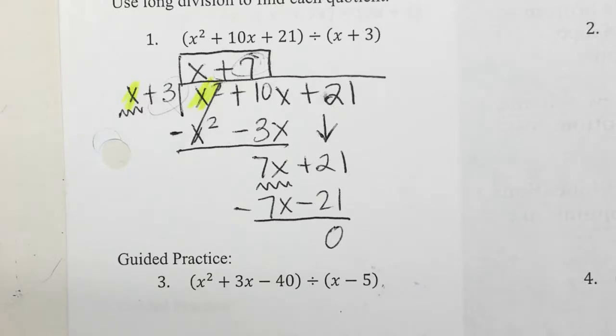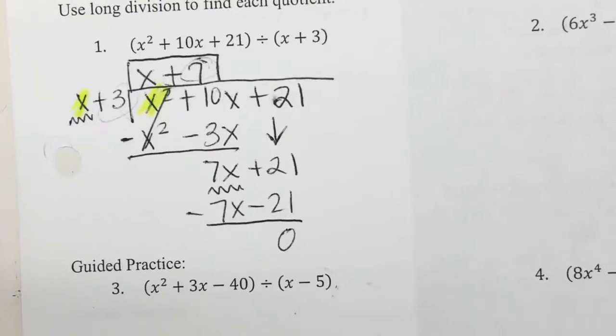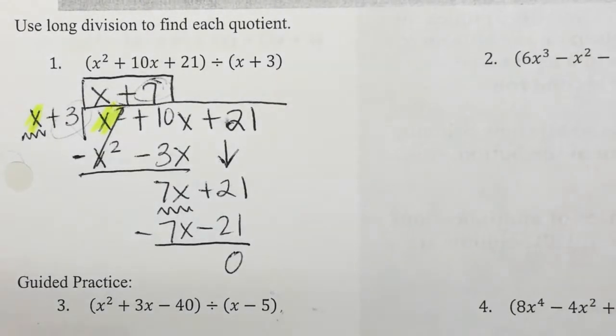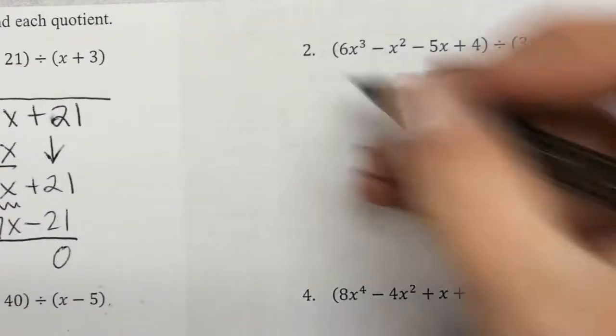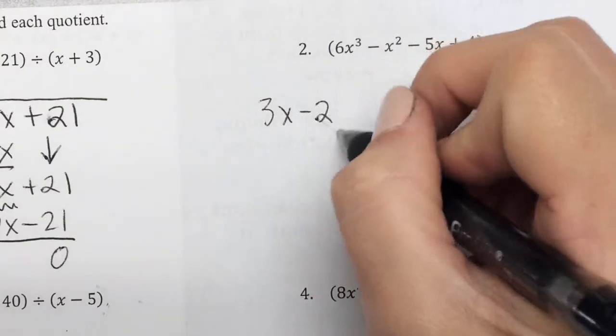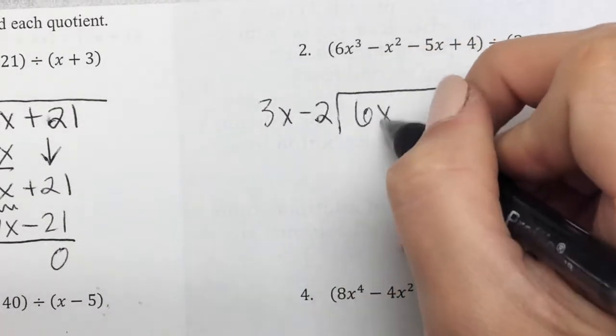Alright. Questions about that one? Let's try another one. This one's going to have a remainder, so we need to go over what to do with that. 3x minus 2 on the outside. Of course, this on the inside.